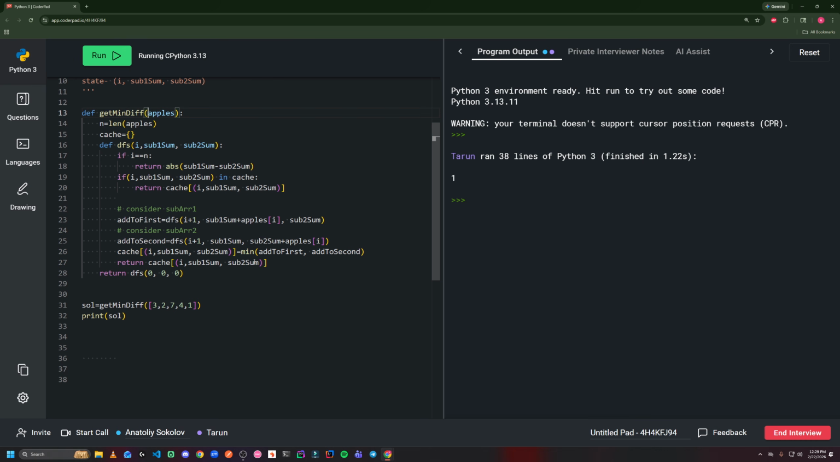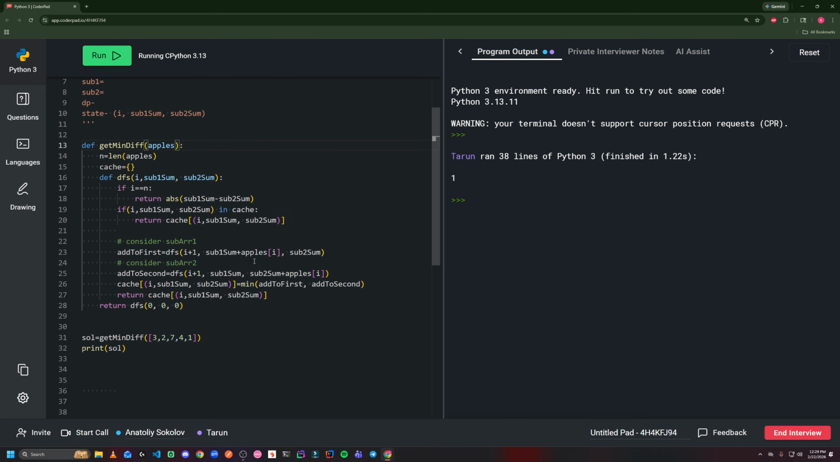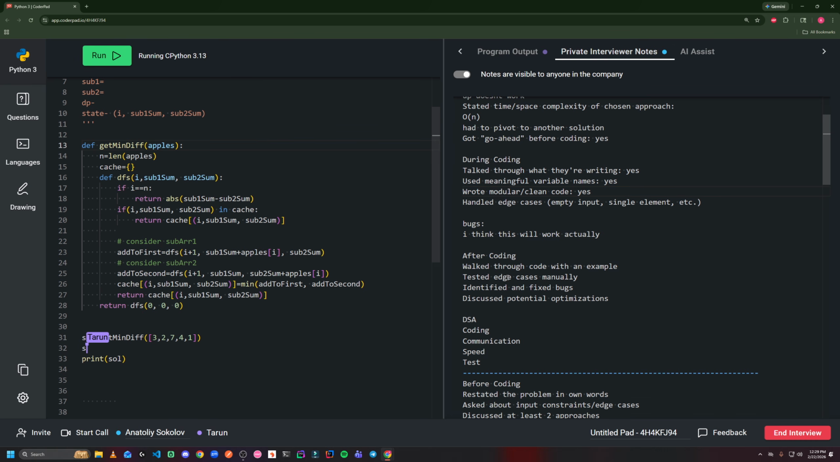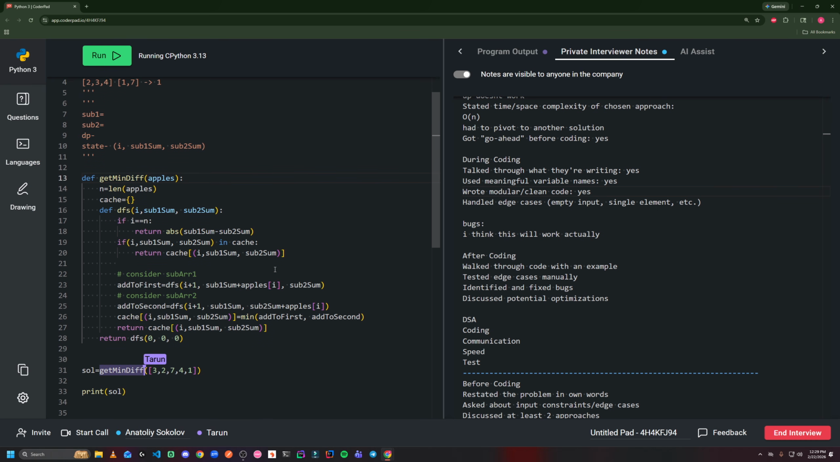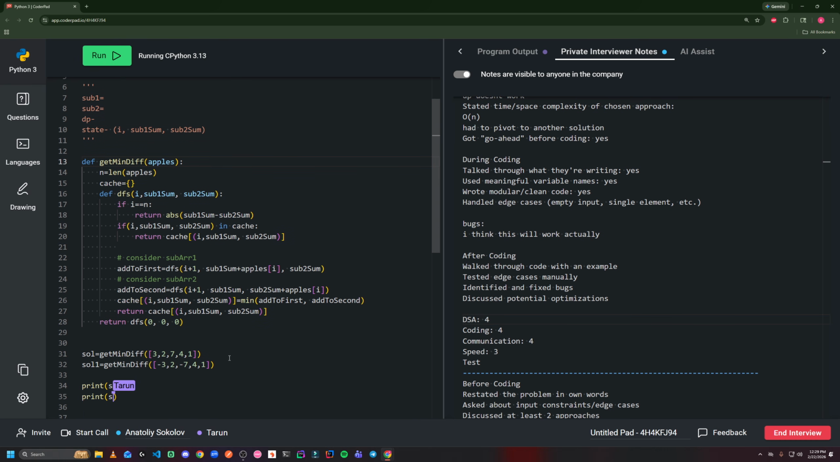Okay, so that seemed to work. Do you want to create some test cases? Sure, I'll create some test cases. Let's try with the negative numbers, 2, 3. I'm just giving these random values. Let's see first.